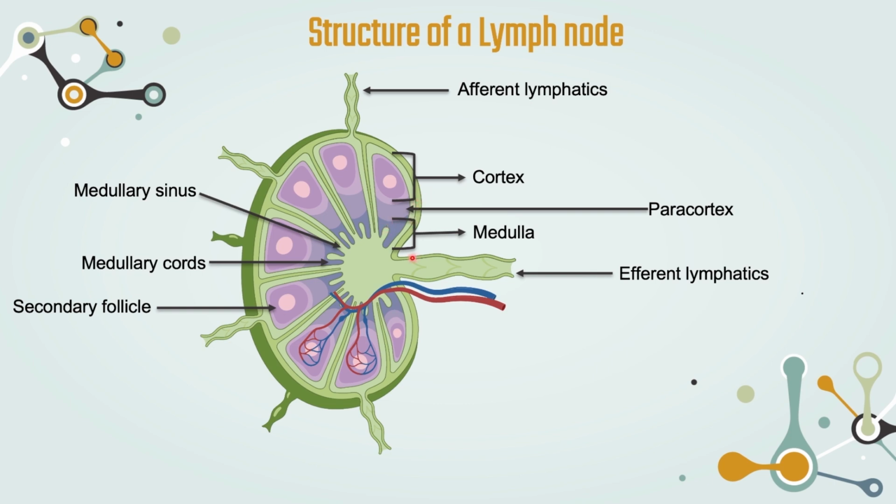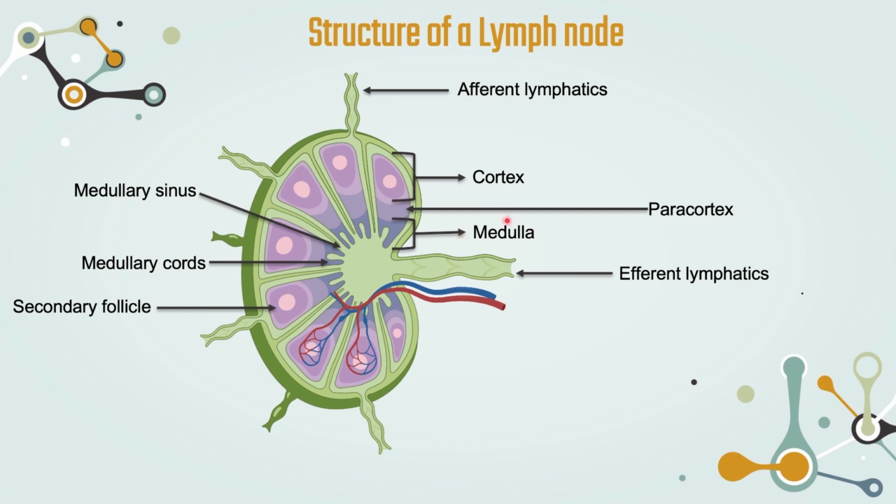Now, this is the medulla. The region between the cortex and medulla is called the paracortex. The paracortex is super high yield from an exam point of view because it is the T cell zone. The cortex was the B cell zone, but the paracortex is the T cell zone. So it houses T cells. It is the site of T cell activation. The cortex is the site of B cell activation. The paracortex is the site of T cell activation. Super high yield from an exam point of view.